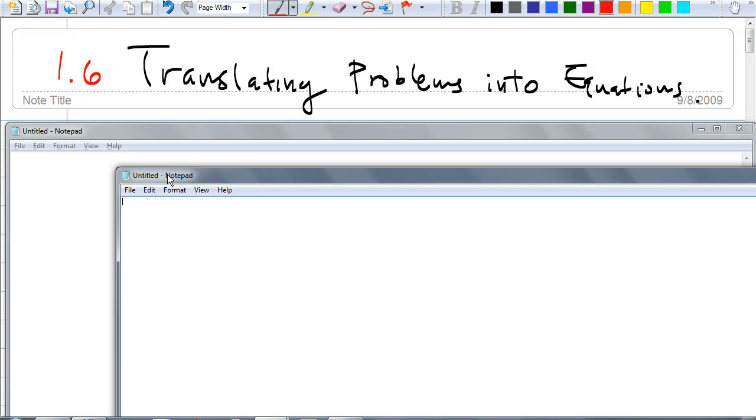So last time we learned how to translate sentences into an equation, correct? Now we're going to give you actually a word problem, and we're going to look at the word problem and translate those so that we get an equation out of it. But we're not going to just get an equation out of this. We're going to do certain steps, okay?